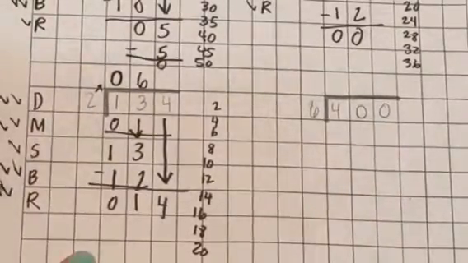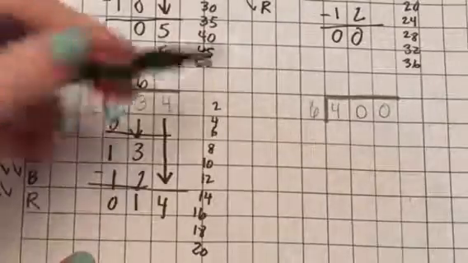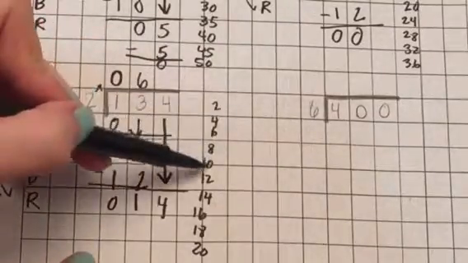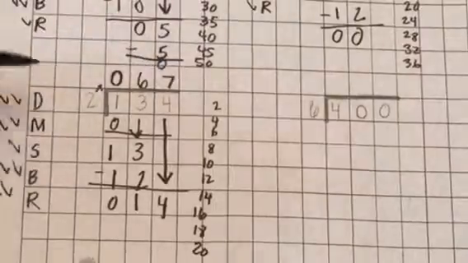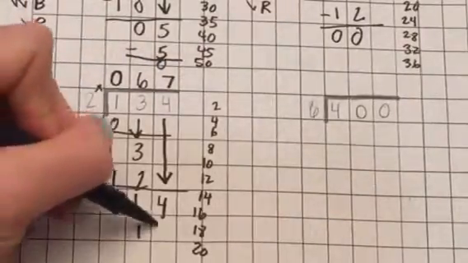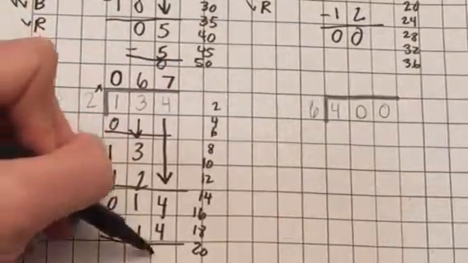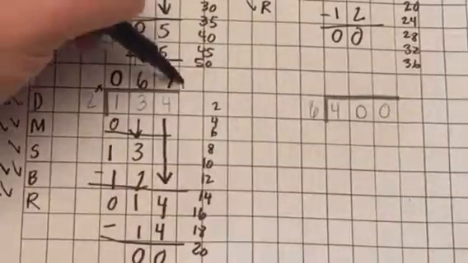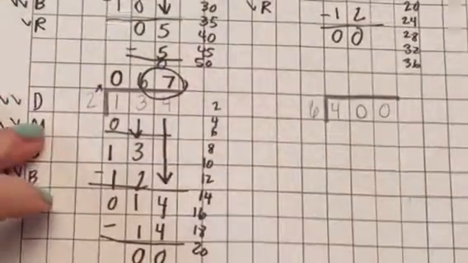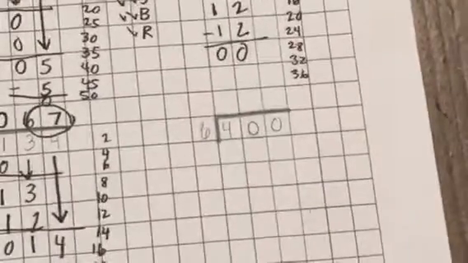And now we repeat. How many times can 2 go into 14? 1, 2, 3, 4, 5, 6, 7. 2 times 7 is 14. 14 minus 14 is 0, so our answer is 67. And there's no remainder. Okay, here is our last one.